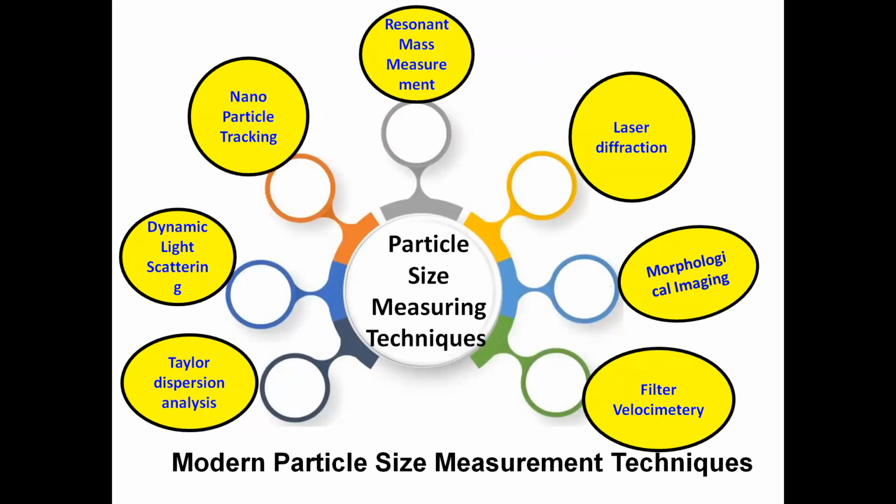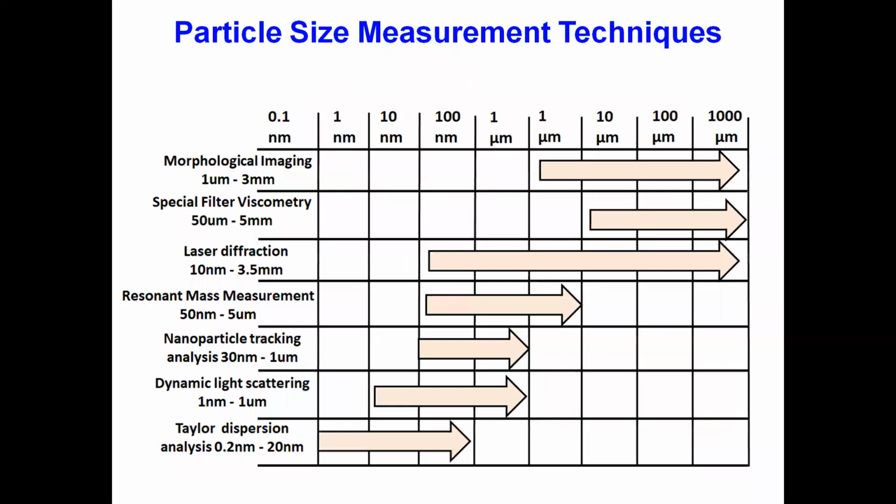Now you can see the modern particle size measurement techniques. These are some techniques which I searched through literature: the filter velocity meter, morphological imaging system, laser diffraction system, resonant mass measurement system, nanoparticle tracking, dynamic light scattering, and Taylor dispersion analysis. These techniques are named by different scientists in slightly other ways also. Those names you will find just ahead of this slide.